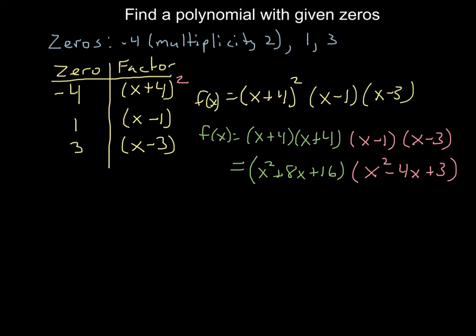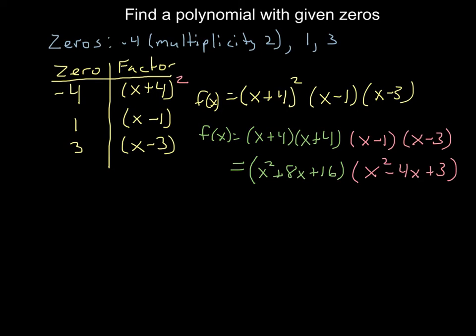Okay, welcome back. In this case, when I went through and did the product of x plus 4 times x plus 4, you should have come up with x squared plus 8x plus 16. And when I multiplied x minus 2 times x minus 3, you should come up with x squared minus 4x plus 3. Remember, you do have to FOIL all of this.